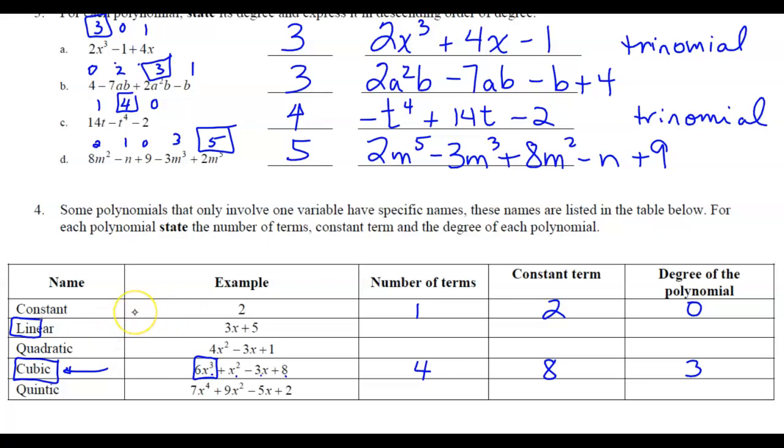Constant here, if we were to graph that, it would still be a line as well. But here it's degree 1. So in this case, this has 2 terms. Constant term is 5, and the degree is 1.